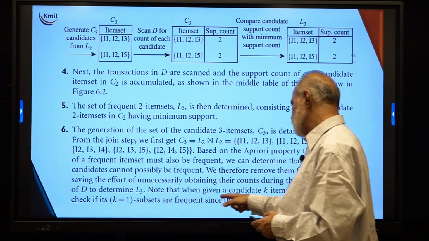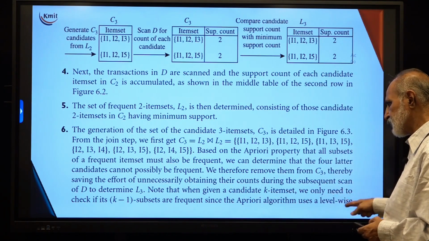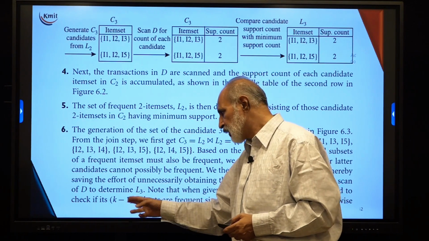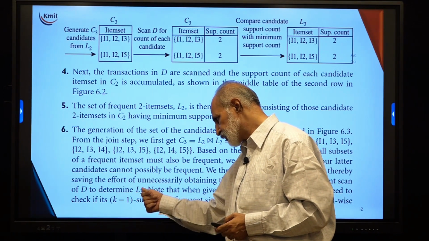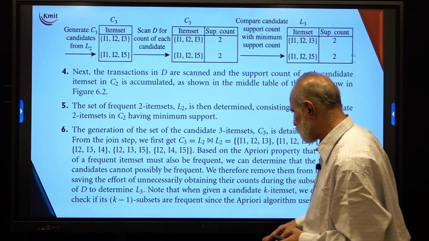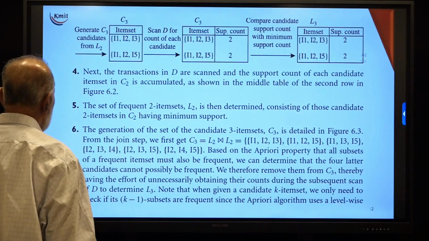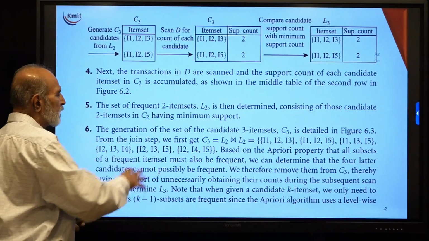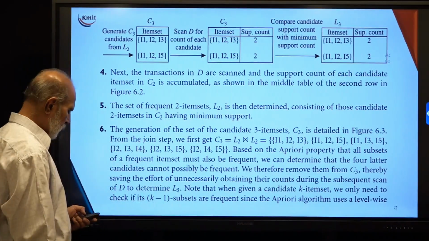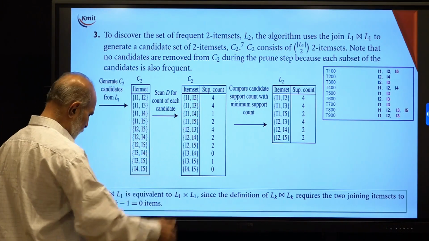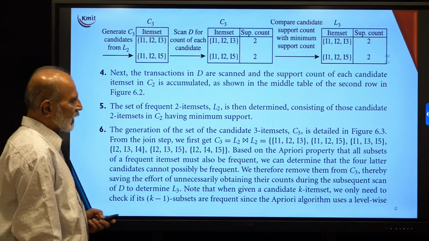Note that given a candidate k item set, we only need to check its k minus 1 subsets. So if I have a 3 item set, I need to check only for 2 item sets. Okay, so this is what the algorithm is all about. I hope this makes clear how to get the item sets and how to make C1, C2, L1, L2 and L3. So with this I end here. Thank you.